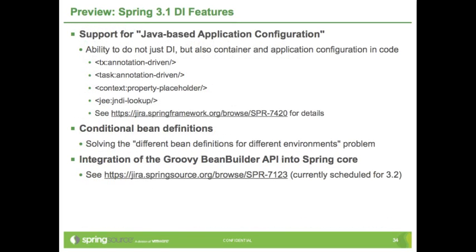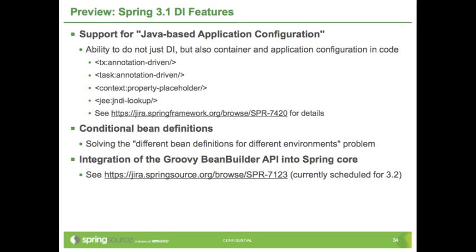Very quickly, previous Spring 3.1 features, right? We've got, as I just mentioned, SPR-7420, we call this Java-based application configuration. Because what we have in Spring 3.0 is Java-based dependency injection, right? Configuration classes and Bean methods are really about dependency injection, but we want to open up all the other container and application configuration switches like I was just talking about in code. Conditional Bean definitions. People have asked about this one forever, right?